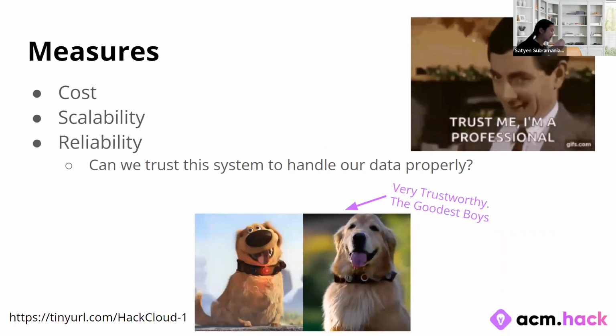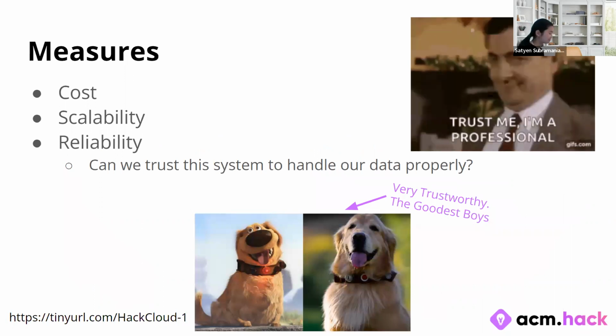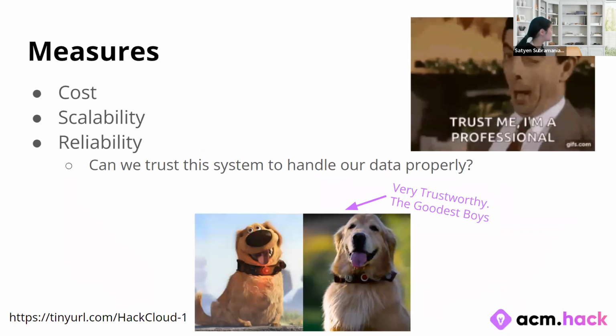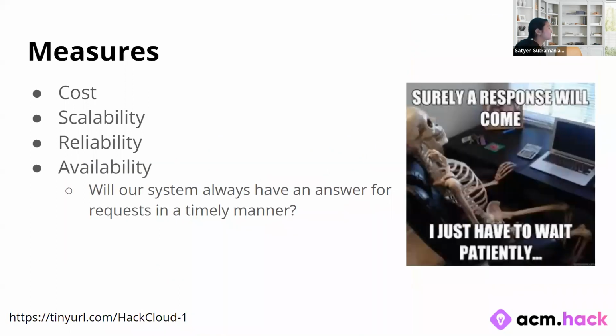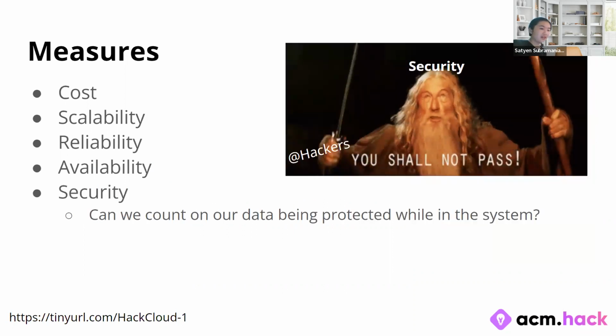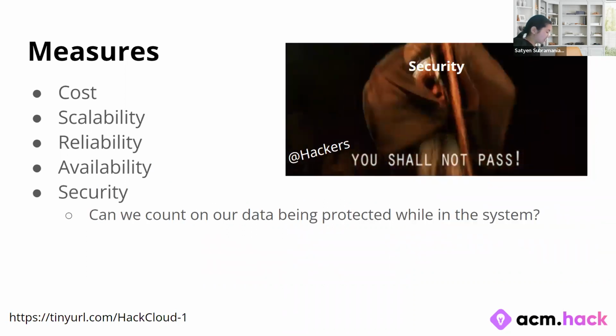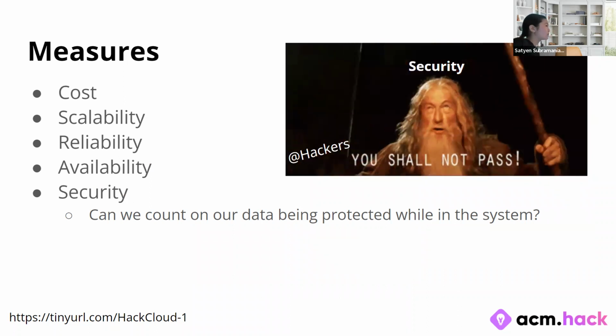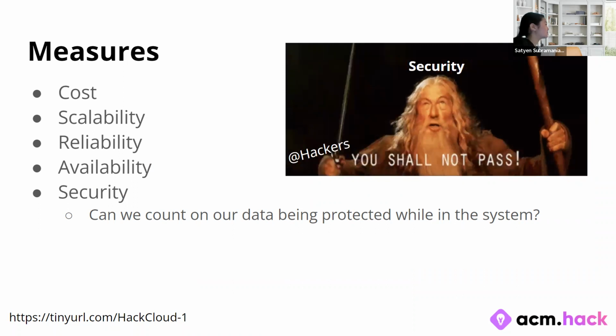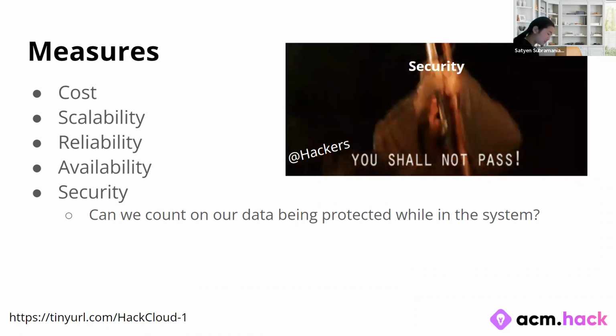Reliability. Can we trust this system with our data? Will we lose data? Will we get the correct data when we ask for it? And then availability. Will we wait a millennia to get an answer to our request? Hopefully not. And can we always count on there being a response? And lastly, security. This is very self-explanatory. How secure is our system? Will our data be protected when it's going into the system and when it's being stored in there?